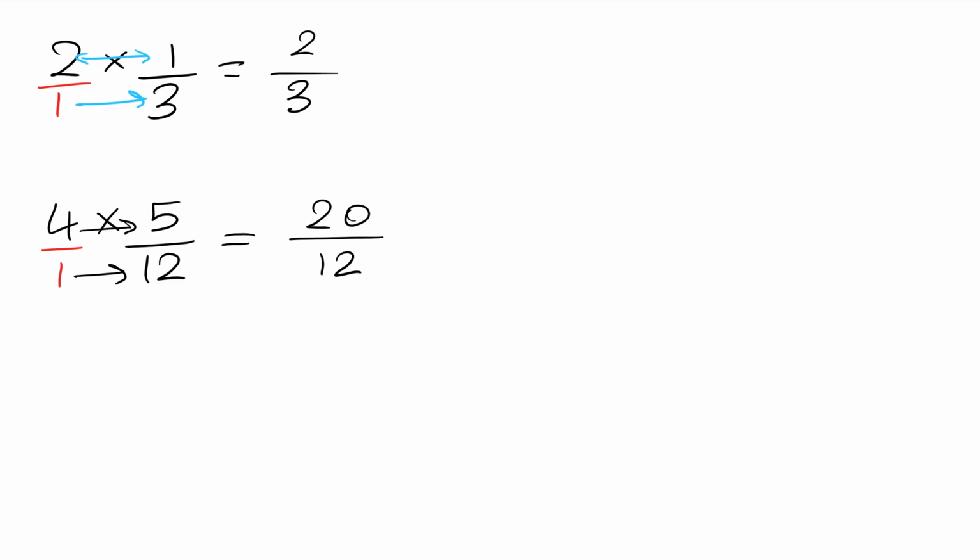And we can actually simplify this. If we look at 20 and 12, the highest common factor between the two is 4. If we divide 20 by 4, we get 5, and if we divide 12 by 4, we get 3. So we've simplified this fraction after we have multiplied it.